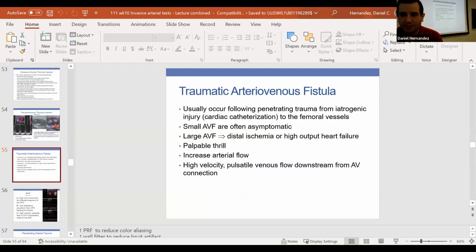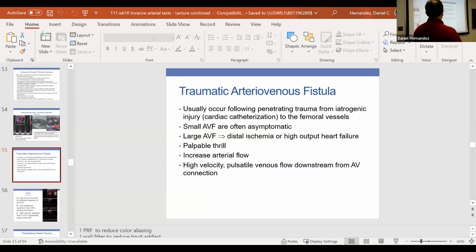Traumatic arteriovenous fistula, we said, could be due to some sort of penetrating injury. So again, cardiac catheterization. It's an accident, maybe they tried to get into that artery, went too far, and punctured all the way through the artery and then into the vein itself. Since they're in close proximity, that blood flow from the artery is going to try and, again, find that path of least resistance. It's going to find a channel into the venous system.